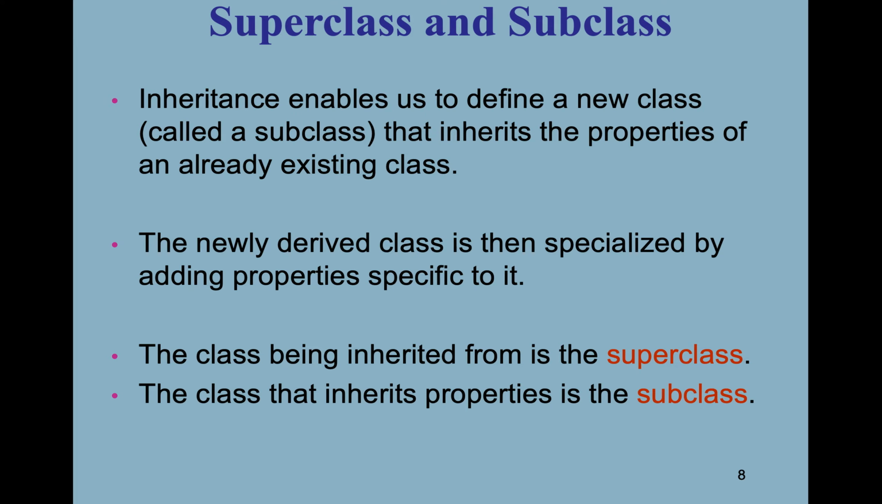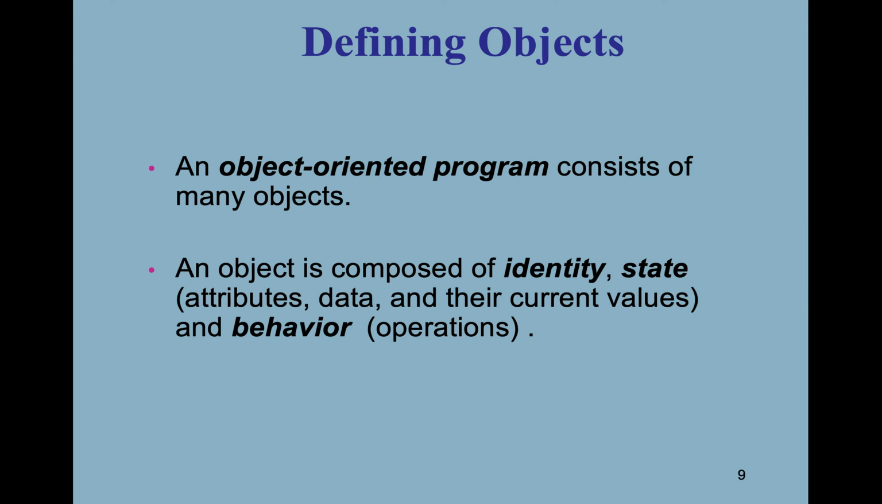So the class being inherited from is the superclass, and the one that's inheriting the properties is the subclass. All right, so defining the object itself, an object-oriented program consists of many objects. The program itself is nothing more than a definition of all of the objects. The objects are composed of identity, states, and behaviors. So the identity is, generally speaking, the name of the object.